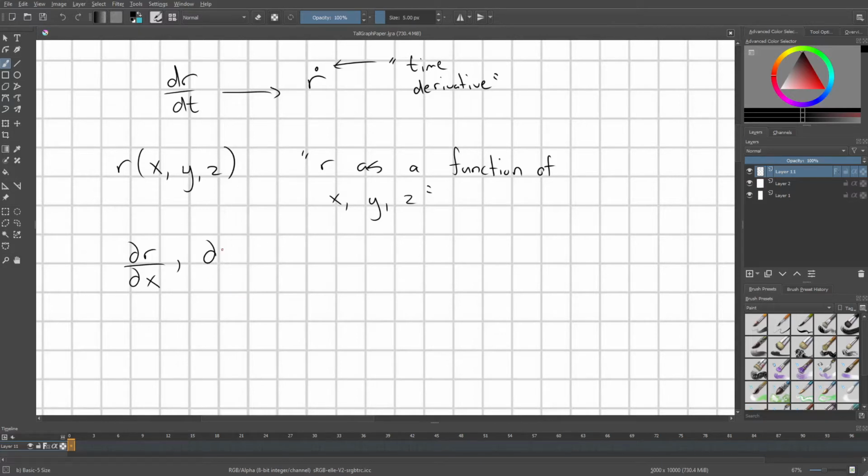Oh, whoops. Wrote that out all wrong. There we go. So these are all partial derivatives. So in English, this would read out as the partial derivative of r with respect to basically blank, where the blank could be x, y, or z.